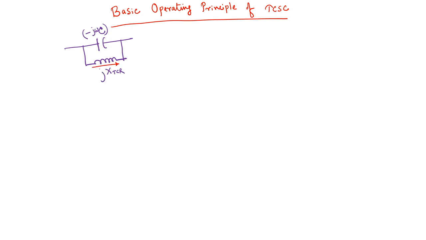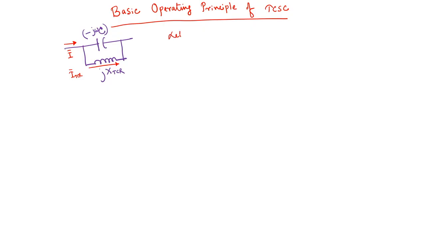Now, suppose the current flowing through this particular transmission line at any instant of time is I, and the current flowing through this TCR is I TCR. Why am I calling it TCR? Because it is similar to a thyristor controlled reactor. It is simply a reactance whose value is controlled with the partial conduction of the switches connected in series with it. At this point you have to understand that.